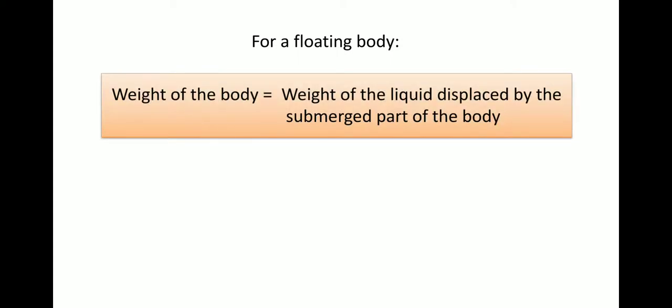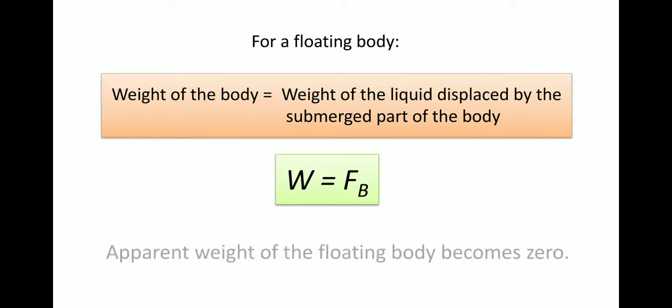So out of this we derived the conclusion that for a floating body, the weight of the body is equal to the weight of the liquid displaced by the submerged part of the body. This is what we have also learned in Archimedes' principle. So W is equal to Fb. That means the weight of the body must be equal to the upthrust for a body to float, such that the apparent weight of the floating body becomes 0.